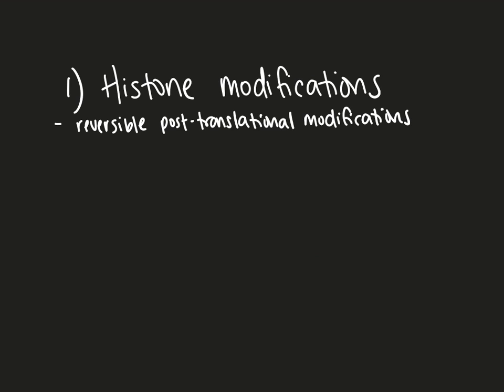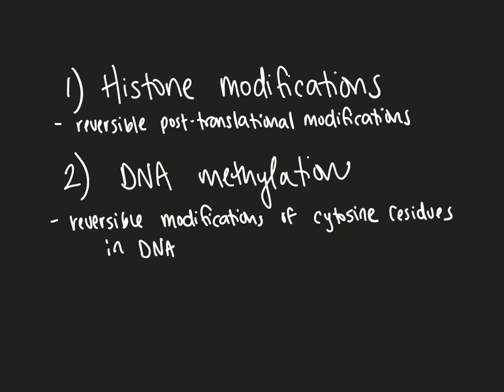The first is histone modifications. These are reversible post-translational modifications that occur to modify the chromatin structure. They're reversible, they can be added or removed by enzymes in the cell, and they're post-translational, meaning this is a modification that happens to the histone protein after it has been translated. And then I want to talk about DNA methylation. This is, again, a reversible modification that occurs directly to the A's and T's and G's and C's of the DNA sequence. In this case, it is just happening to the C's, to the cytosine residues, but this is not a modification to a protein, it's a modification to a base of DNA itself.